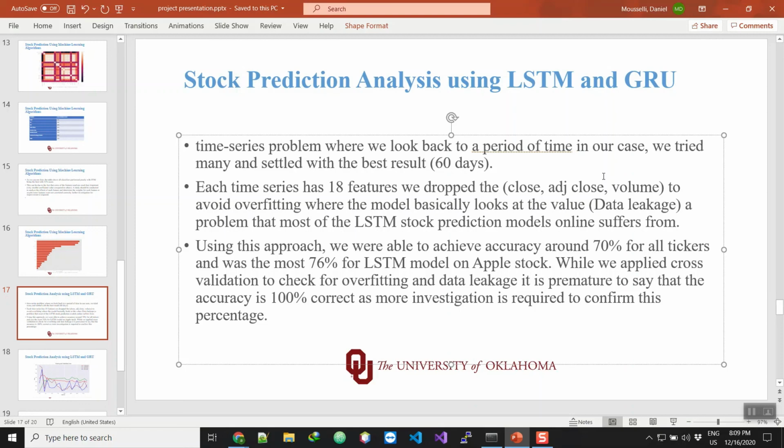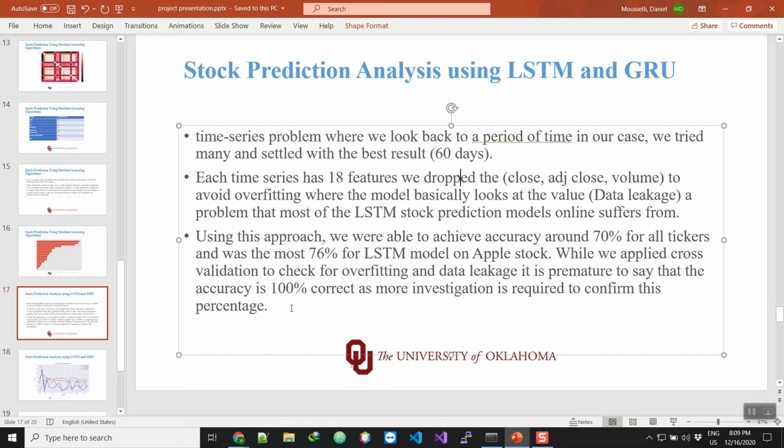Basically, it's looking at the value and predicting it. So I have seen many models online with 94% or 95% accuracy, and this accuracy is not accurate at all. Using this approach, we were able to achieve around 70%, and the highest was for Apple, 76% with LSTM. In general, GRU and LSTM were very close to each other. GRU was slightly better in some cases, as I recall.